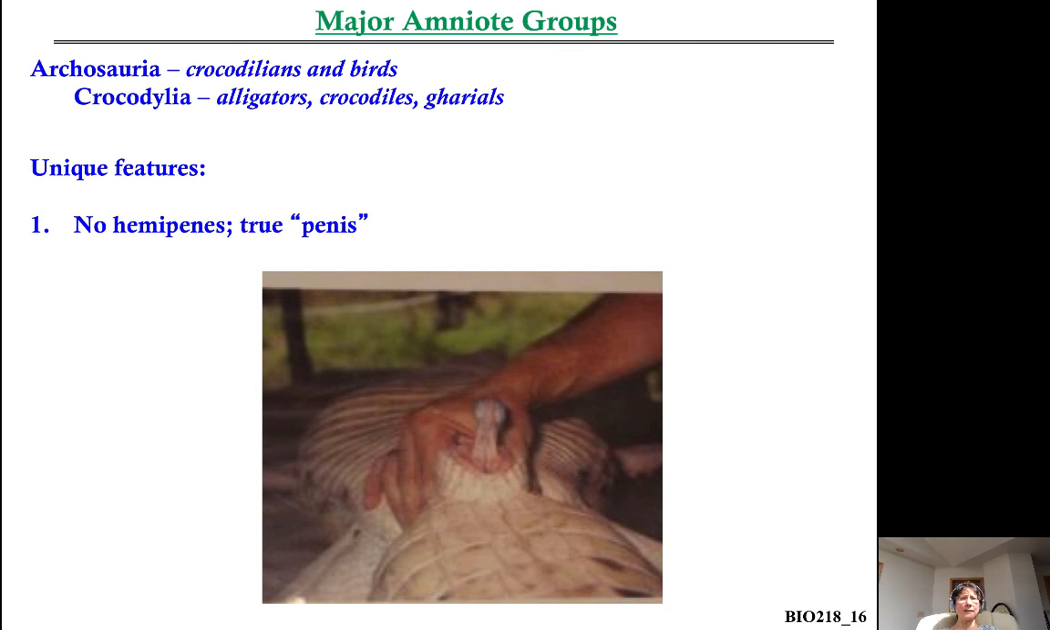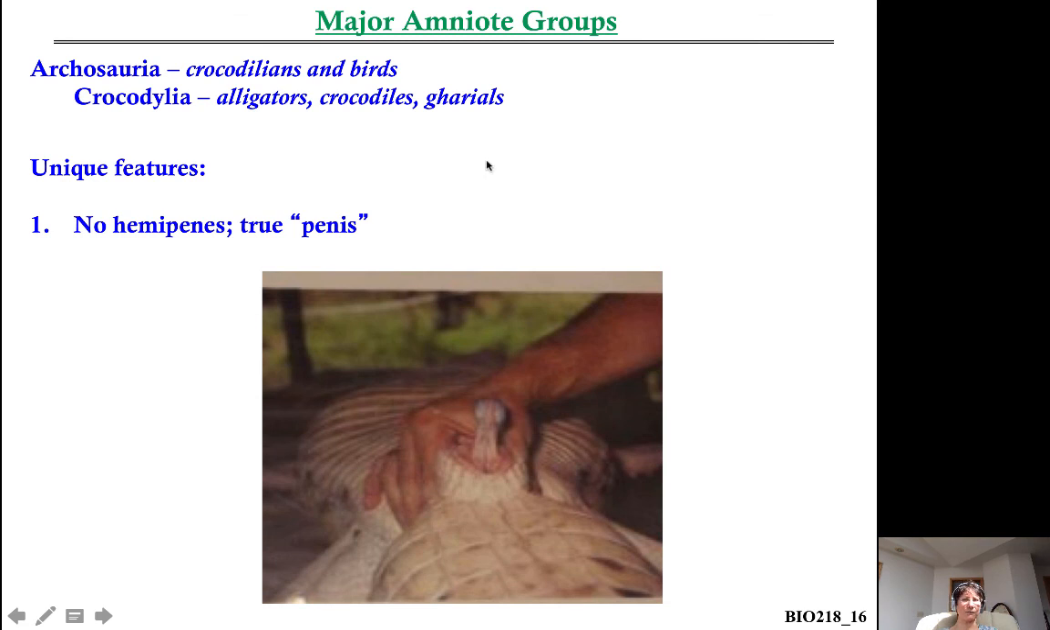So right now, let's finish up by talking about the crocodilia, and then next week we'll talk about the birds. So what do crocodiles have that distinguish them from the birds? Well, one of the features that your book points out is that they lack hemipenes like snakes and lizards have. They have a true penis. But when it comes to birds, birds don't have a penis at all. They have the cloacal kiss. They have no intromittent organ.